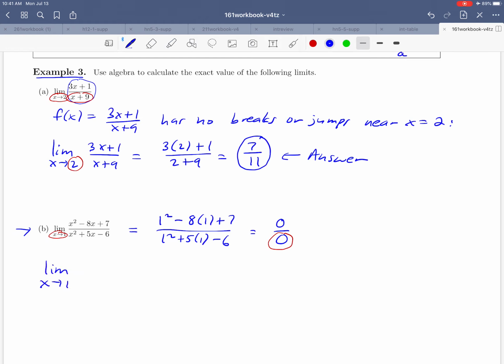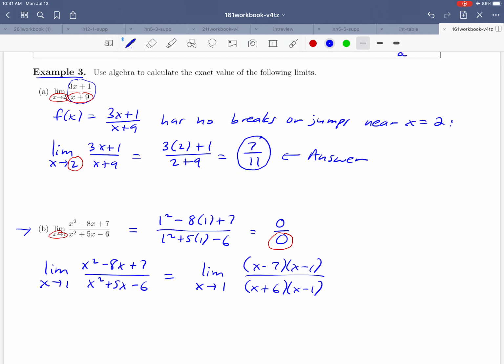So I'm going to back up here. Obviously, we can't get a number from 0 over 0, so what do we do to calculate a limit like this? Well, think algebra here for a minute. Is there anything algebraic that we could do to our function? You might notice that the top and the bottom can be factored. So x squared minus 8x plus 7, for example, factors as (x minus 7) times (x minus 1). And then the denominator factors as (x plus 6) times (x minus 1).